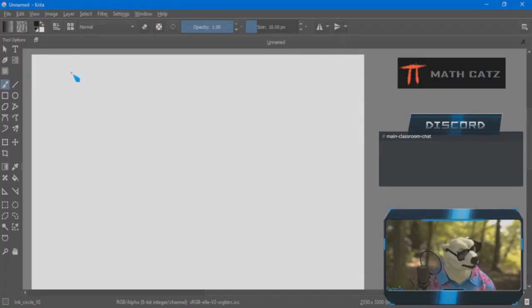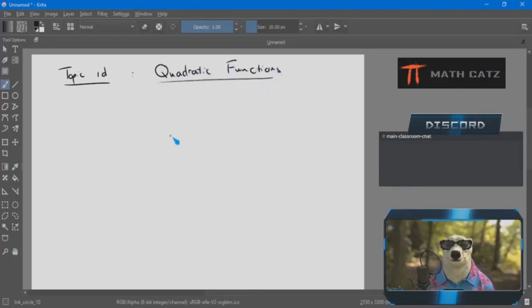let us move on to topic 1D, of course, in my numbering system. And that'll be on quadratic functions. Certainly the next step forward.